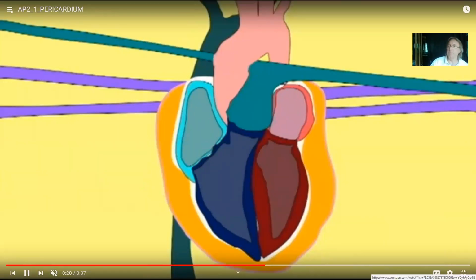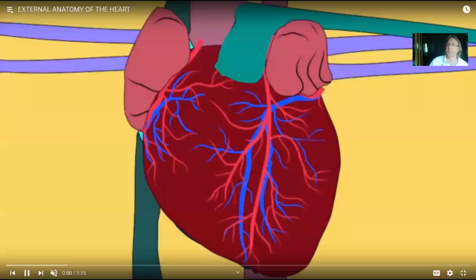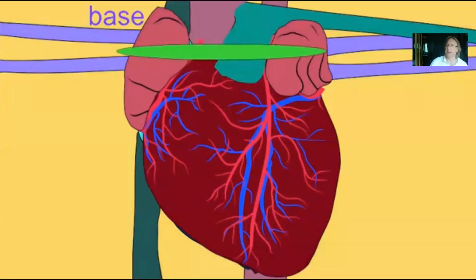The heart is roughly triangular in shape, but an upside down triangle, so that what we would refer to as the base of the heart is around here, where the second intercostal space is, the space beneath the second ribs. And the tip is around the fifth intercostal space where the ribs come together, but a couple of inches to the left of the midline. So 2/3 of the heart is to the left.